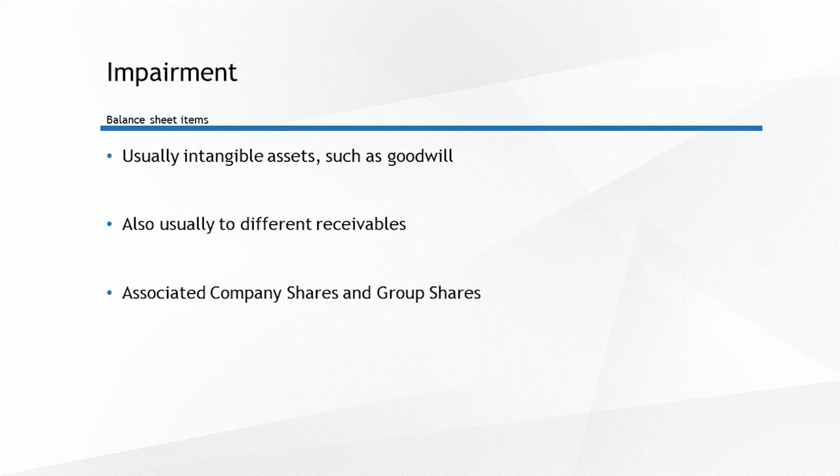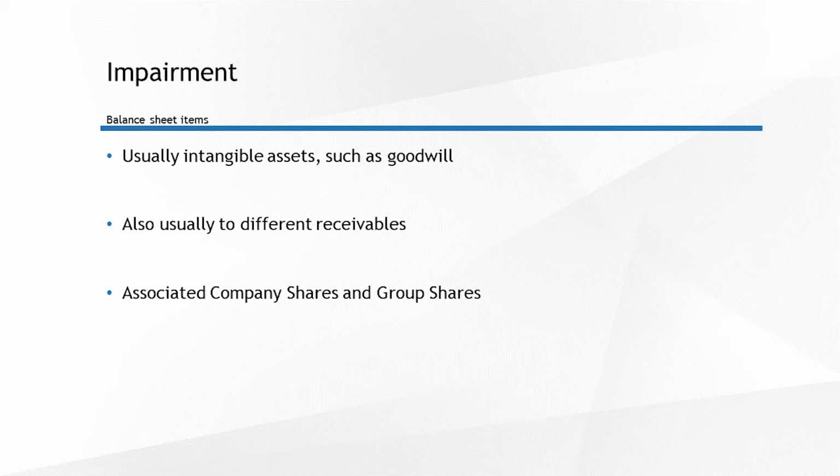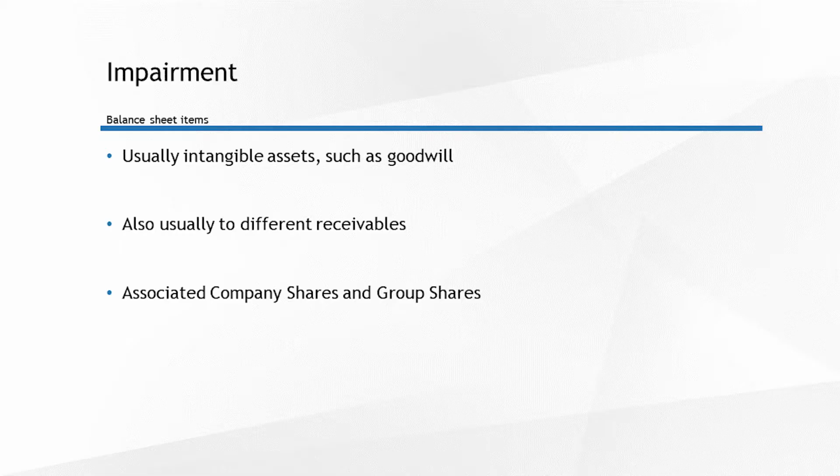The typical items that can be impaired are goodwill, various intangible assets such as development costs, patents, licenses, and so on. Write-downs are also done to receivables such as trade receivables, loan receivables, and various shares. Mainly perhaps the shares which are not valued at fair value, such as associate company shares and group shares.